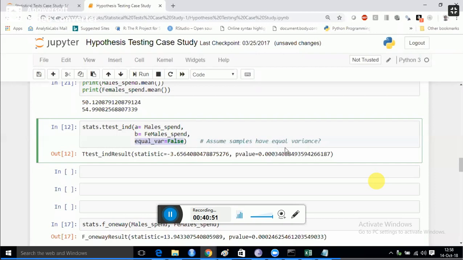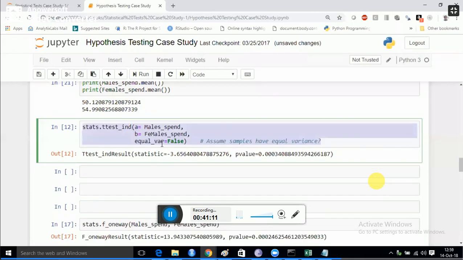See, different variance means, like if I look at the average of all the values of males, right? So individual values of males will be closer to the overall average of males and females. And the overall variance in males will be different from the overall variance of females. So that's why I have assumed equal variance is equal to false. I have assumed it.